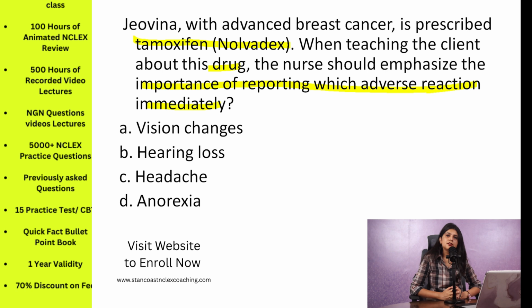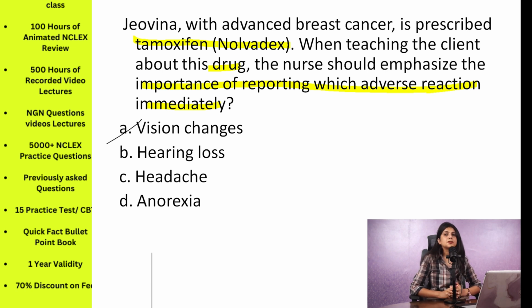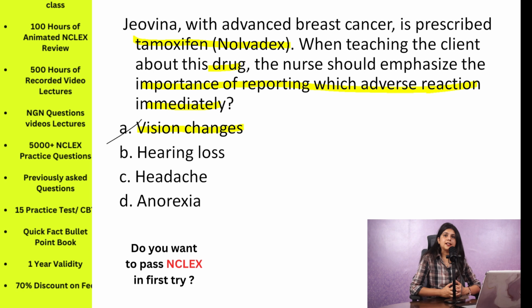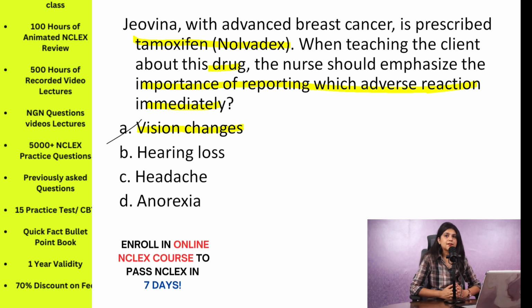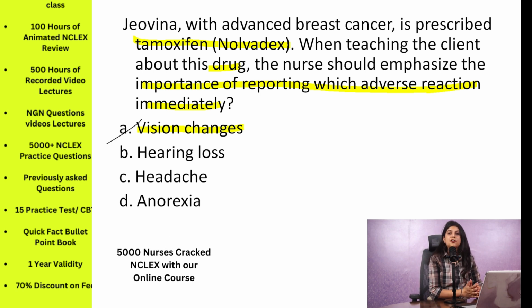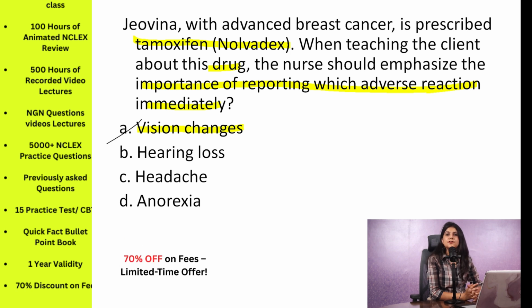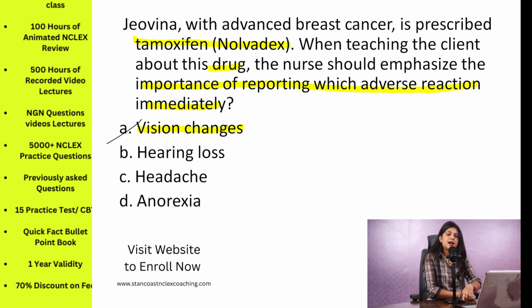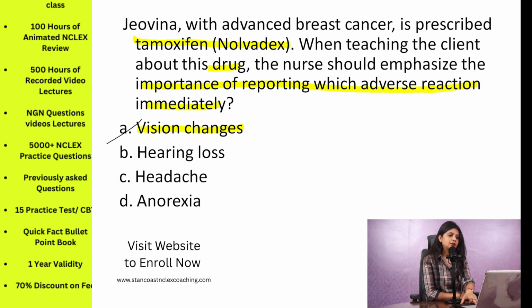Vision changes. Rationale: tamoxifen, an estrogen receptor blocker, can cause irreversible ocular toxicity. Any vision changes should be reported immediately. Hearing loss is not a known adverse effect of tamoxifen. While headache and anorexia are possible side effects, they are not as critical as vision changes and do not require immediate discontinuation of therapy.